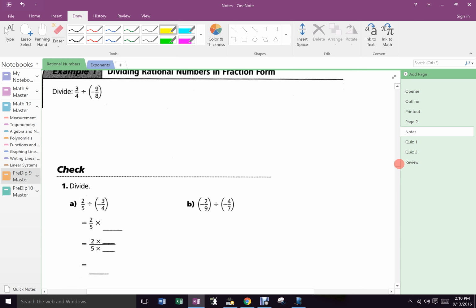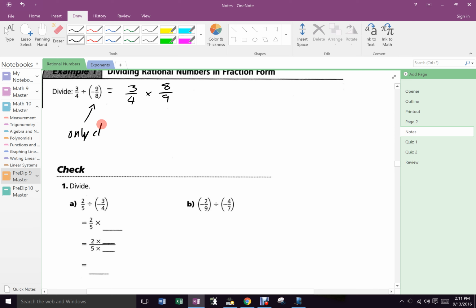Sure. Excellent. So, does that negative matter? Kind of. No, because the answer is going to be negative, so we don't use it in our computation. Does it matter for our computation? No. This is really 3/4 times 8/9. And now we're back in business, right? Yes.